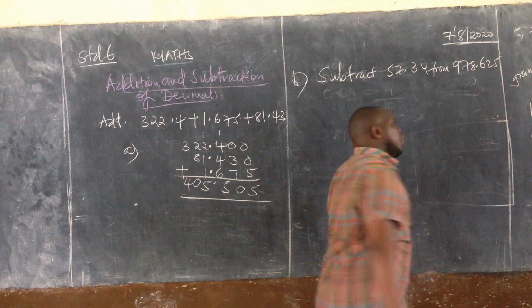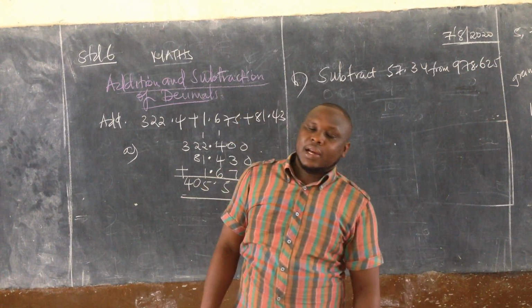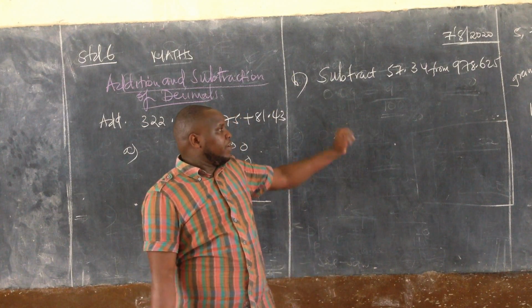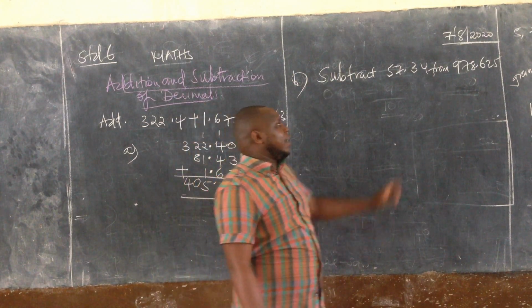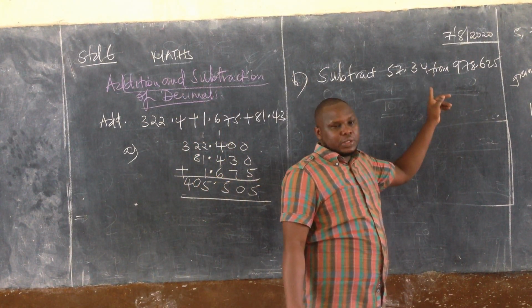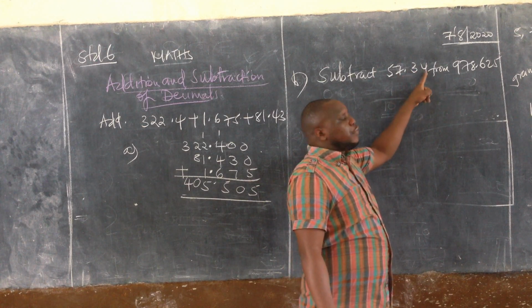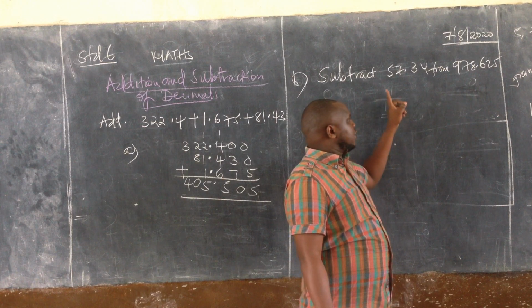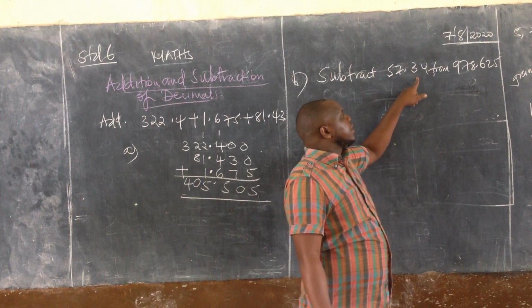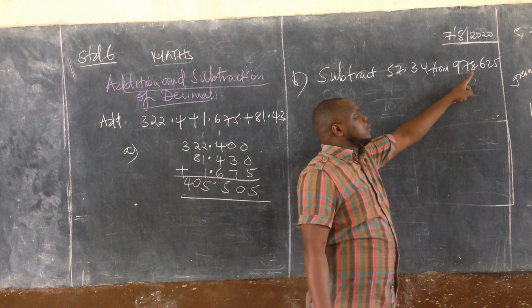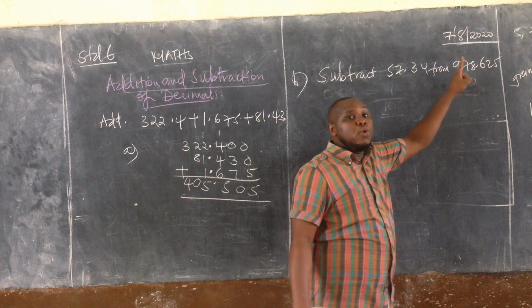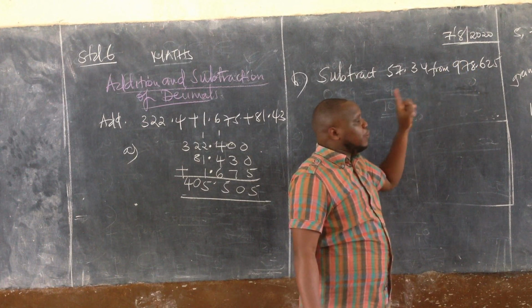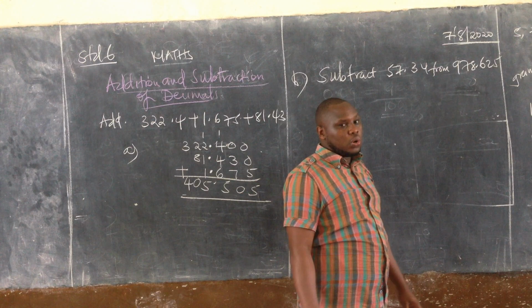Remember what I told you about reading decimals? I have a decimal point, so read each number alone. 57.34, not fifty-seven thirty-four. There is nothing like that. It's 57.34. This is 978.625, not nine hundred seventy-eight six hundred twenty-five. That is wrong reading.